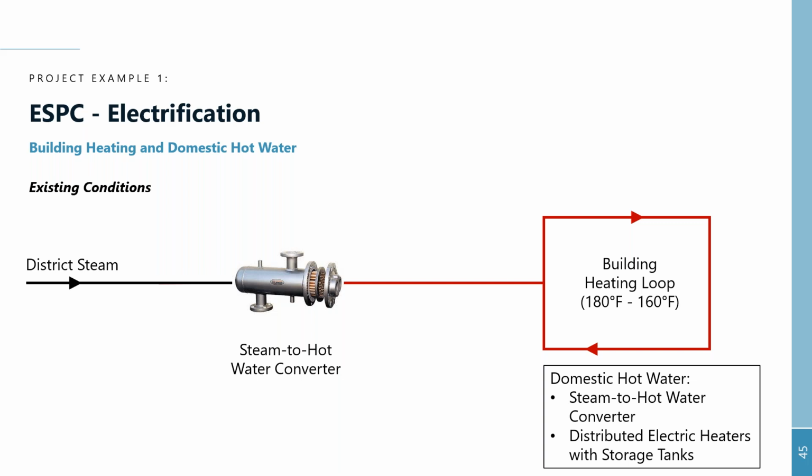So it was critical for us to make sure we could still provide those higher temperature hot water loop requirements. The domestic hot water, there were different technologies because it was a distributed system. There were some that were steam to hot water converters, and then there were some electric heaters with storage tanks.